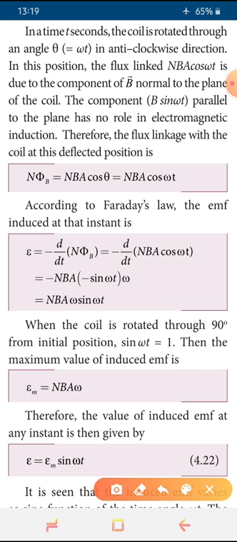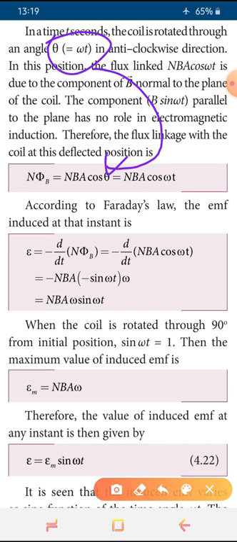So total number of turns, when we compare, we can write as N phi B is equal to NBA cos theta. So what is the equation? We can write as NBA cos theta. And now what is theta? Theta we know is equal to omega t. That is substituted in this. So NBA cos omega t.